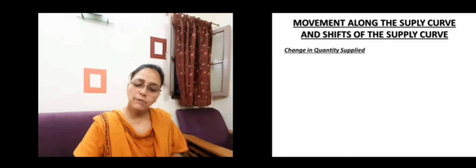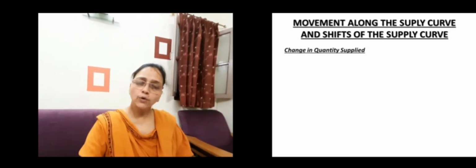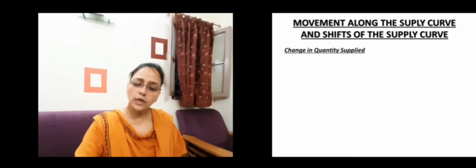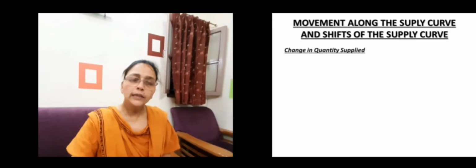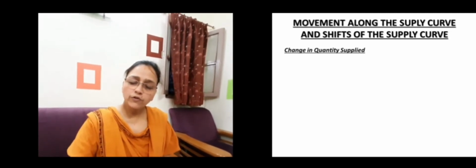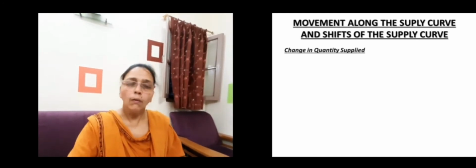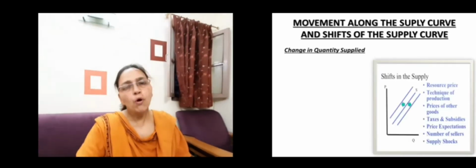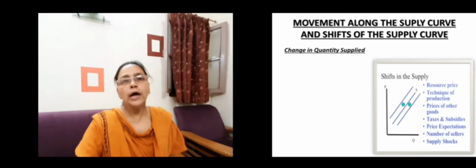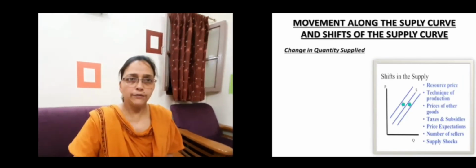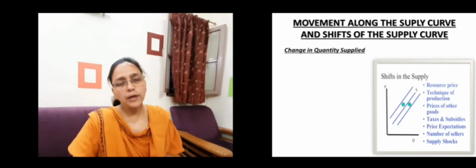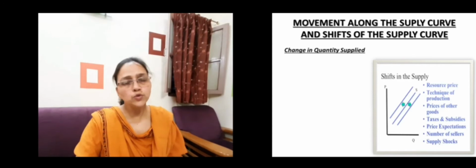Now, when does movement take place? What does the book say about movement? When the quantity supplied of a commodity rises due to a rise in the own price of the commodity, other factors affecting the supply remaining the same, it is called expansion of supply, right? On the other hand, when the quantity supplied of a commodity falls due to a fall in its own price, that is known as contraction of the supply curve. This is one part: expansion and contraction. That means expansion and contraction take place because of the own price of the commodity.